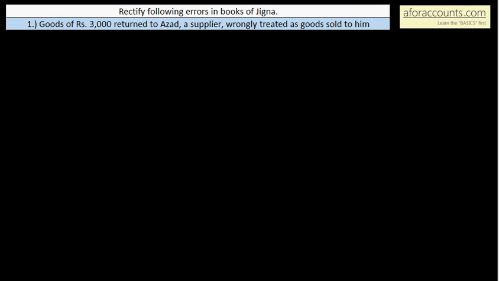Next question on rectification of errors. We have 4 points in this question. So let's take one by one. Rectify the following errors in the books of Jigna.